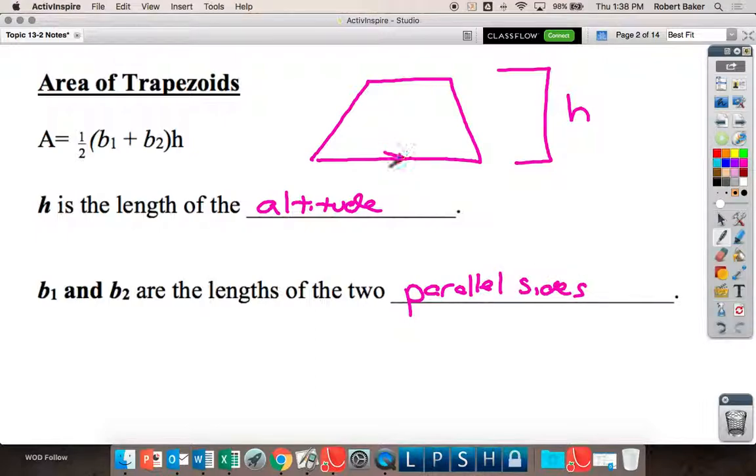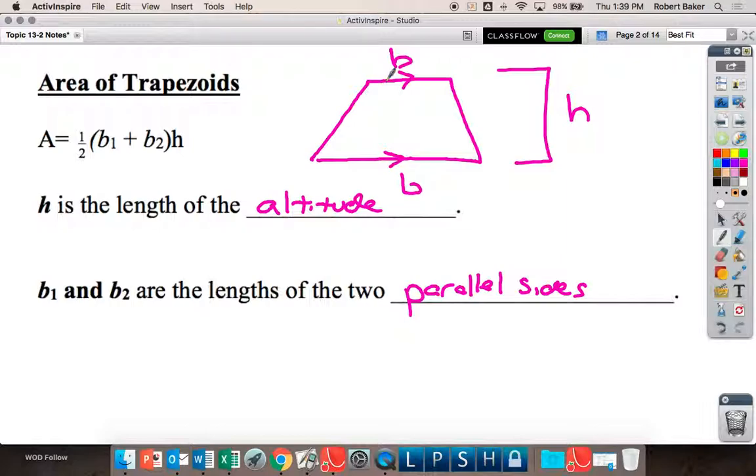So if this side and this side are parallel, this is a base, and this is a base. It does not matter which one is base 1 or which one is base 2. You have two of them. You just add them together. I really encourage you guys to use a calculator today. It's just going to make everything so much faster, which will give you a better chance of finishing the whole test in time. Okay?